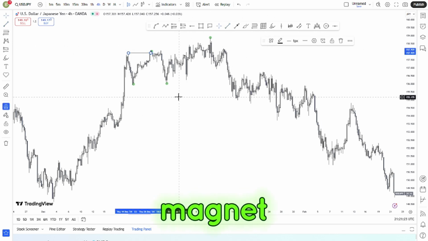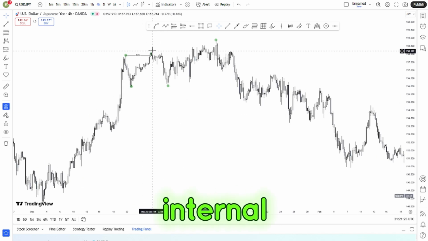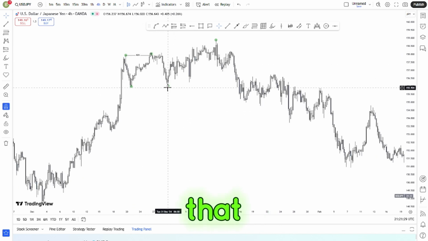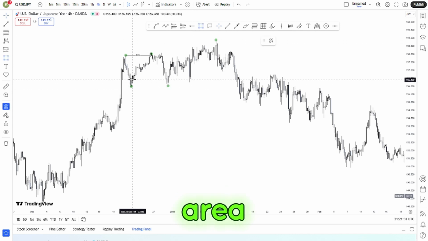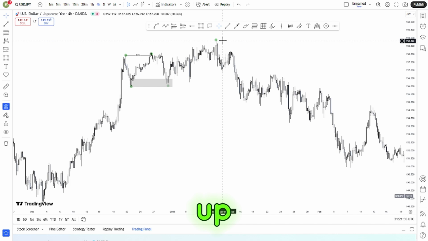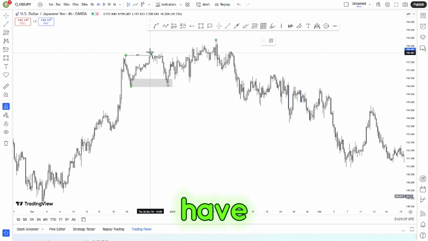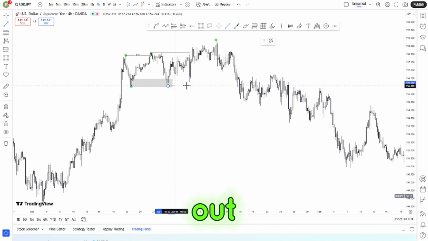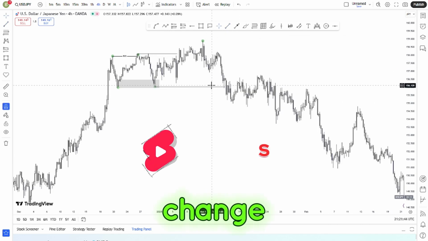It shows that the market is moving to the upside, and then the internal order flow came up within this area here. Then we had that short-term sell into an area of demand around this point. Then the market started pushing up, and knowing that we have a protected low within this area here, whenever the market takes it out, it means that we have your change of character.